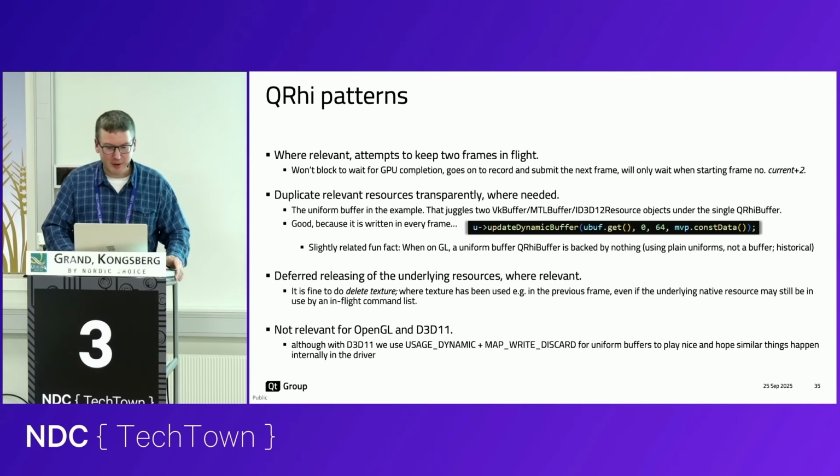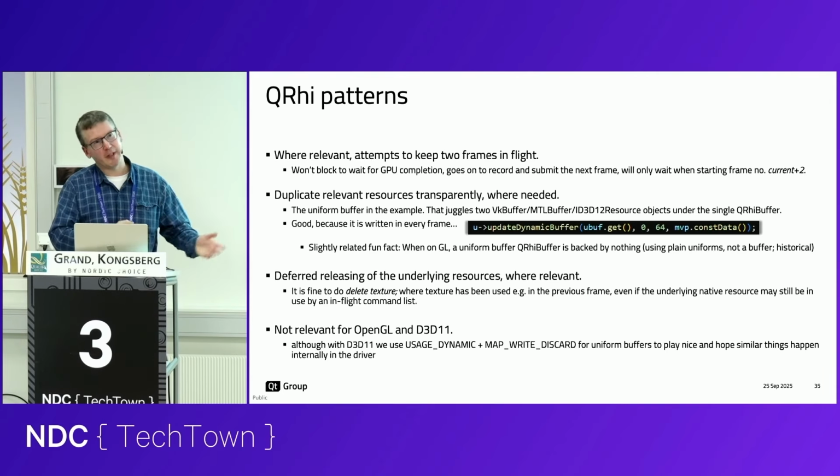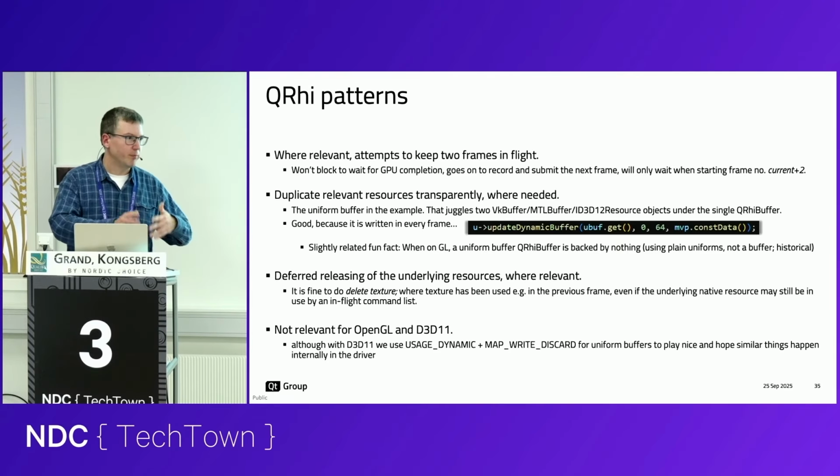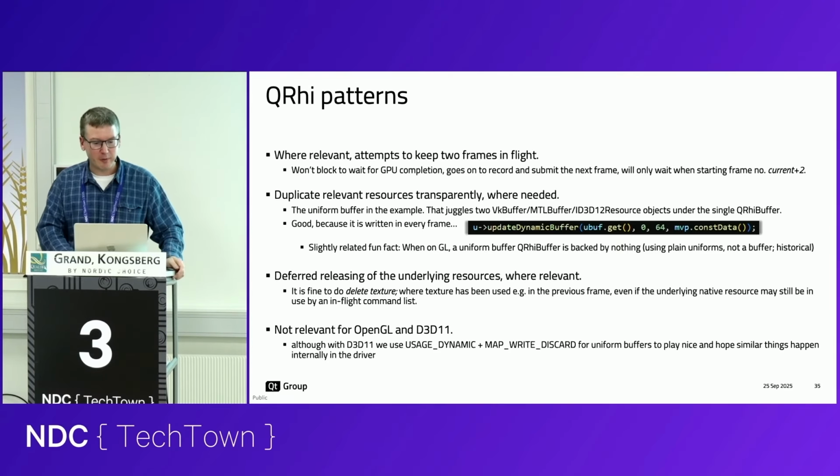But that has interesting consequences for resources. Like what happens in the example, where you update this uniform buffer on every frame? And that's a host visible uniform buffer, so basically just map and memcpy data into it. What if the previous frame is still in flight on the GPU, so the buffer is in use and we are already doing the next frame on the CPU side, and we just memcpy some data to it? I mean, that would be awful.